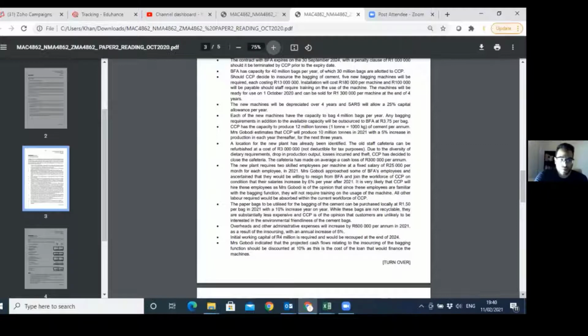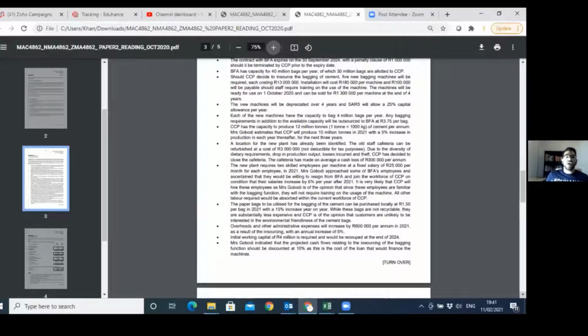Mrs. Kobodi indicated that the project cash flows relating to the insourcing of the bagging function should be discounted at 10%, as this is the cost of the loan that would finance the machines. For those of you who were in my class or on the lesson on Tuesday, when we covered WACC, I made mention of why the WACC rate. And I told you that there will come circumstances where they ask you which rate to use. Do you use the WACC rate to discount a long-term investment? Or do you use the rate that was obtained in the specific finance? Here's an example. The CFO, which is quite shocking, is saying you must use the specific finance.